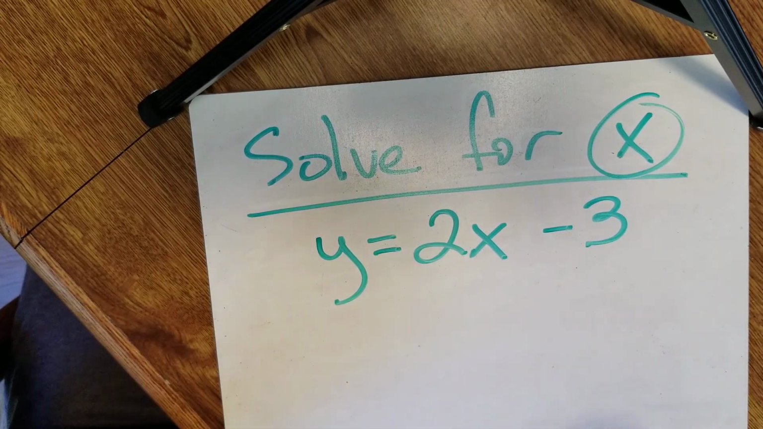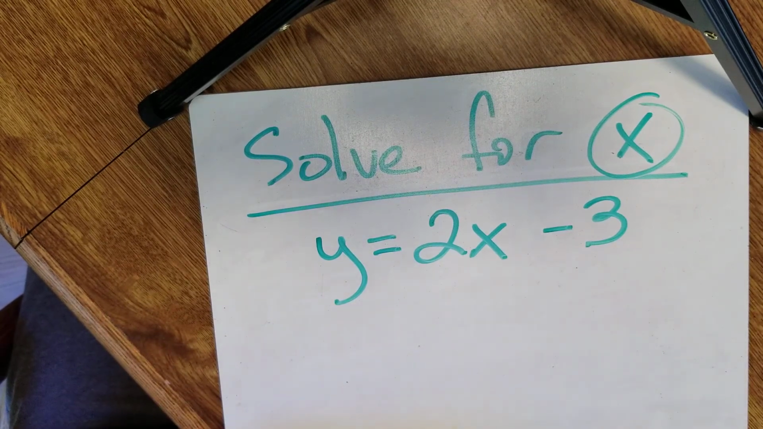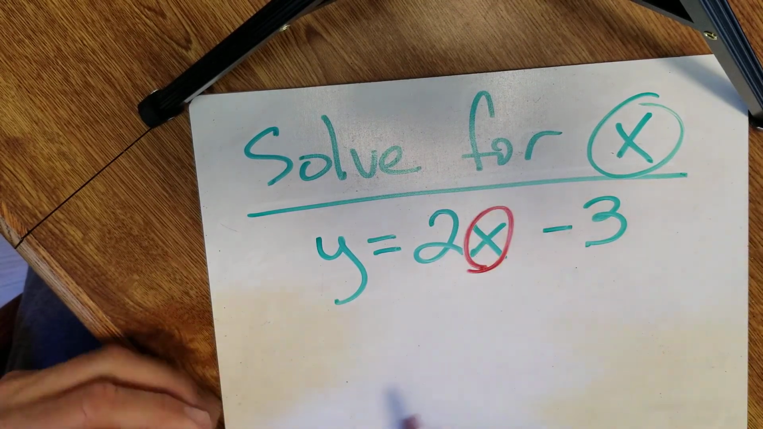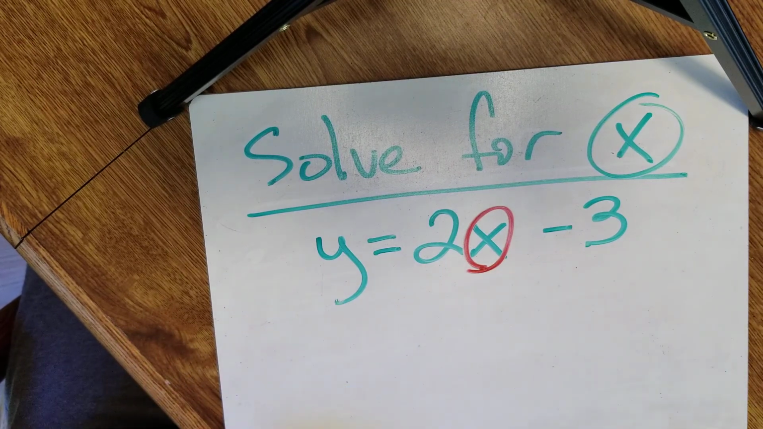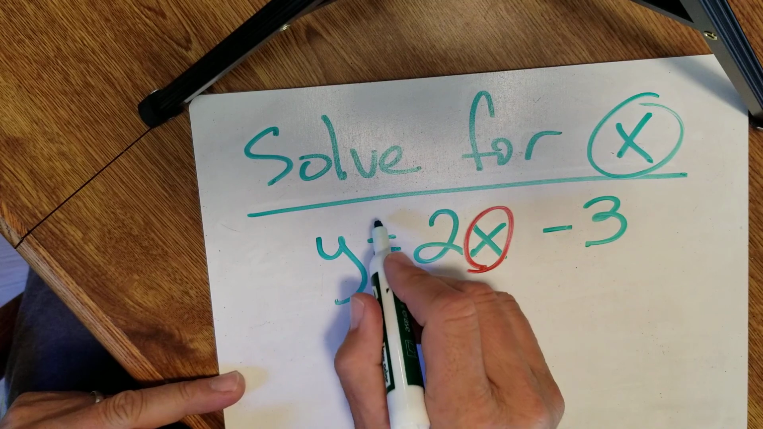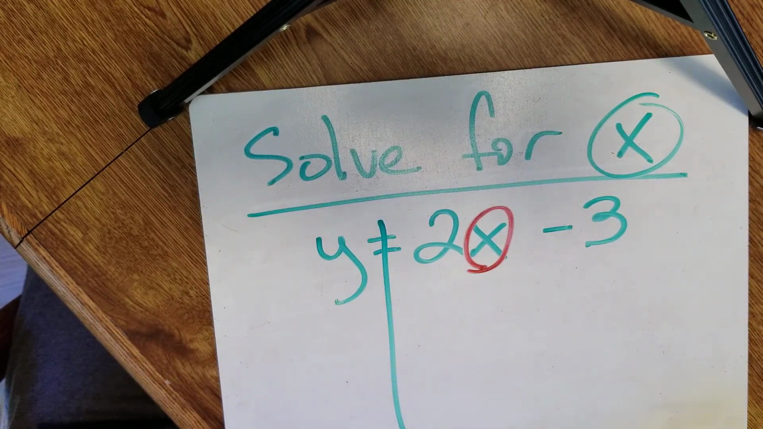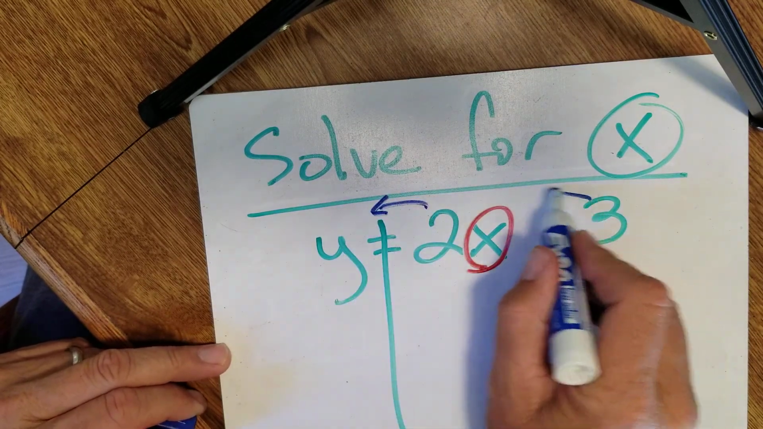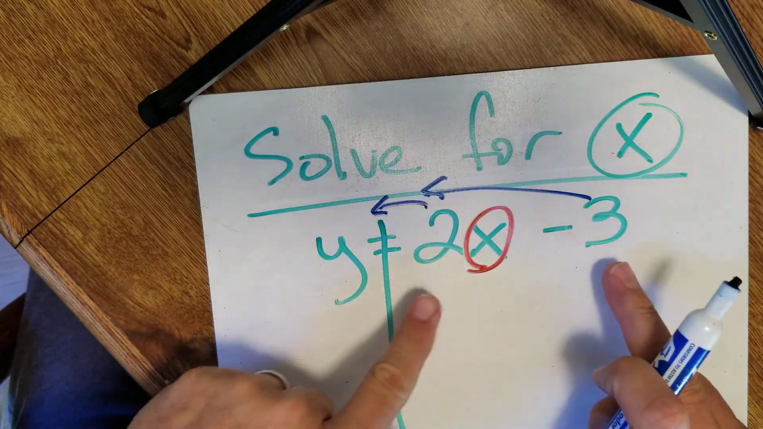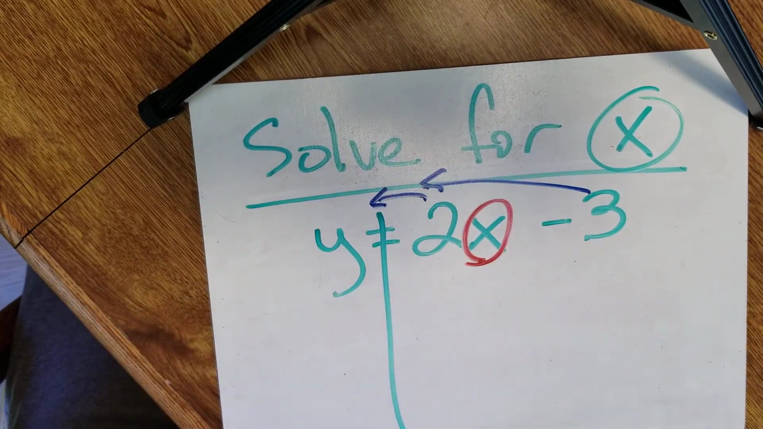But what if it says solve for x? I need the x all by itself. This has to be by itself. Now it has a y over here and it's got a 2 and a 3. So what do we need to do? Well, if I'm going to solve for x, then isn't it true the 2 needs to leave and this 3 also needs to leave? Both of these things have to be over here to get x by itself.